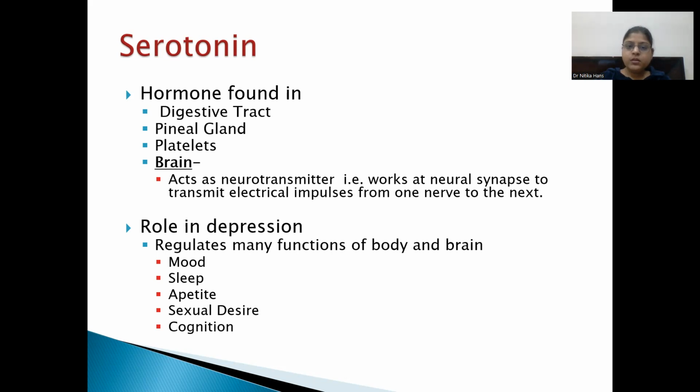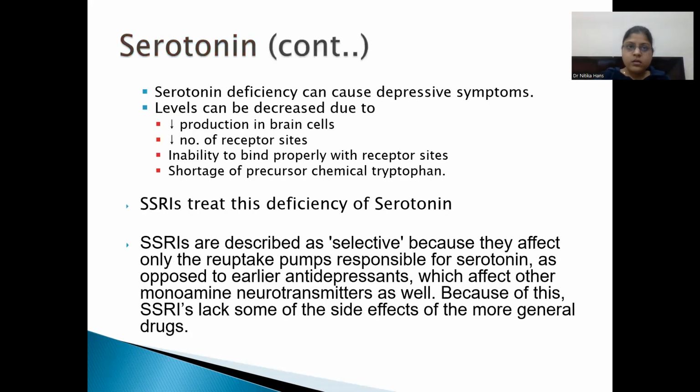Its role in depression: it regulates many functions of the body and brain. It elevates the mood of the patient. It can cause insomnia. It is an appetite suppressant. It causes anorgasmia or delays ejaculation. It is also effective in cognitive functions. Serotonin deficiency can cause depressive symptoms.